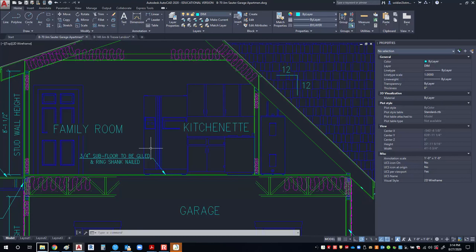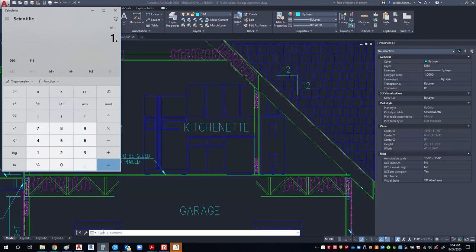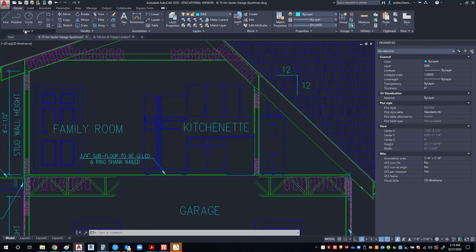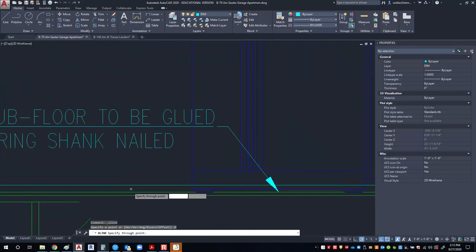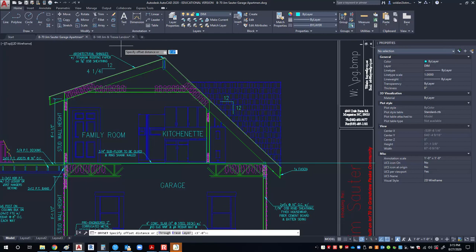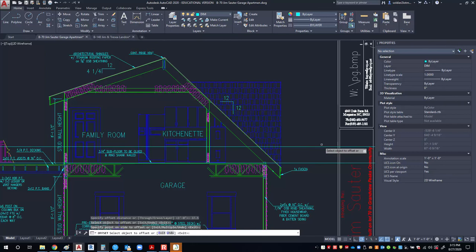Hang on, just let me figure out something. So 36 times 1.5 is 37.5. Okay, so I'm going to put another horizontal line down here. The reason that I did that is because this particular drawing is drawn at 3/8. So when I go 37.5, that ain't right. Let's try that again.